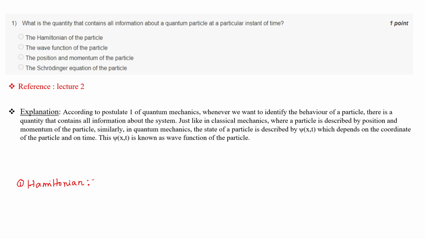If you have followed the lectures, there Professor Hajra has clearly mentioned that in classical mechanics compared to quantum mechanics, for every observable you observe, there is an operator. In quantum mechanics, this Hamiltonian is used to give the energy.